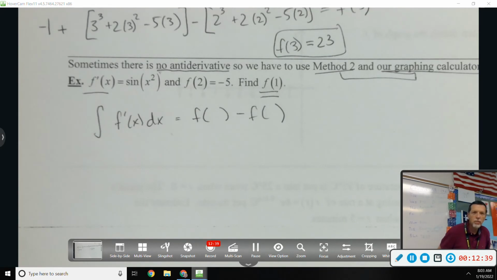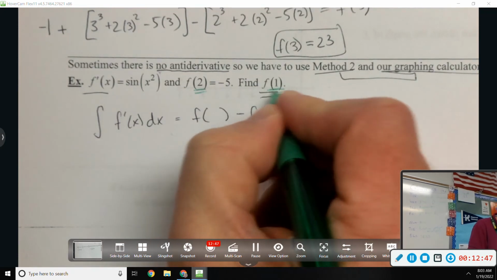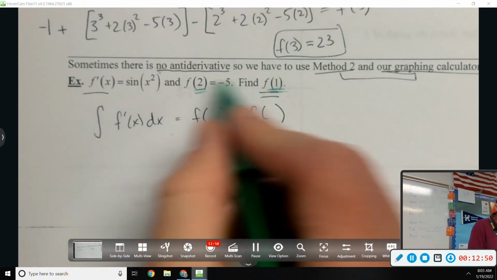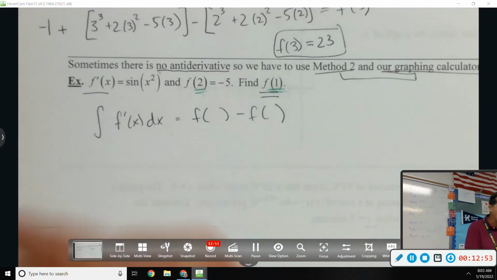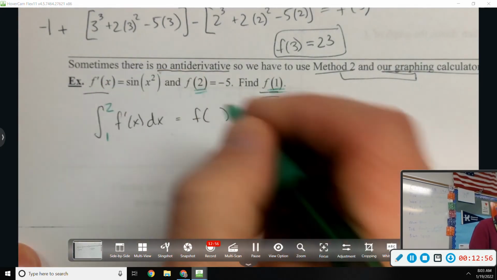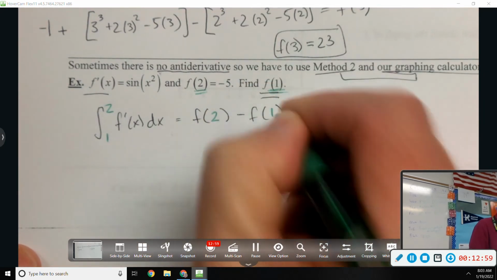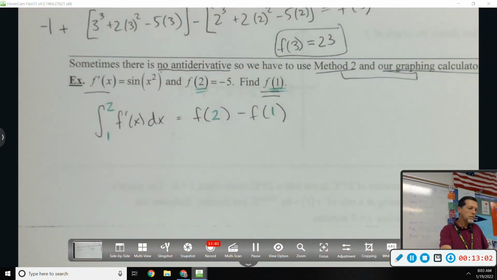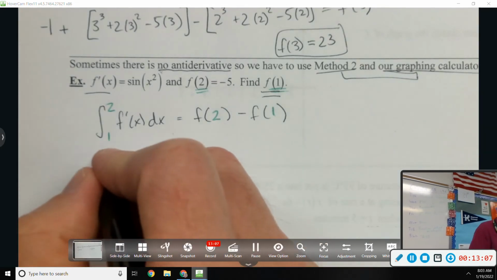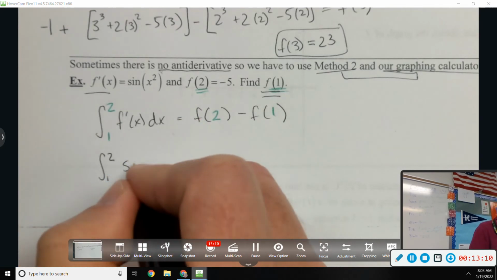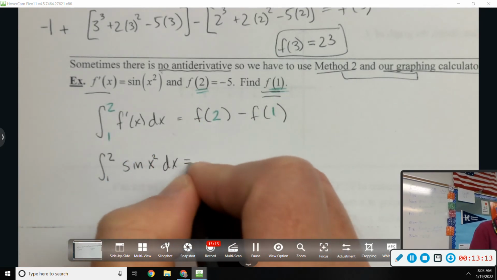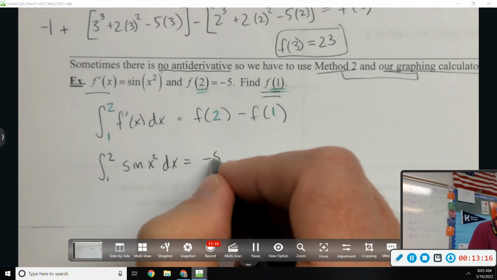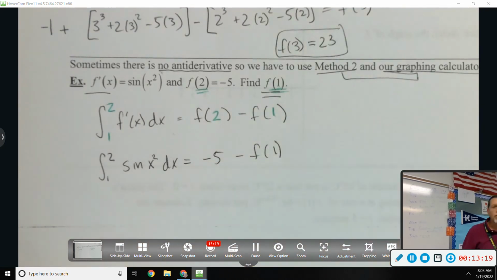Pretty key point here is what x values should I use? 2 and 1, because those are the ones involved in the problem. It doesn't matter which order you go in, but most people are going to go smallest to biggest, so I'm going to go 1 to 2, and then that would be f of 2 minus f of 1. So from 1 to 2, we know what f prime is, sine of x squared. f of 2 is -5. f of 1 is what we're looking for.